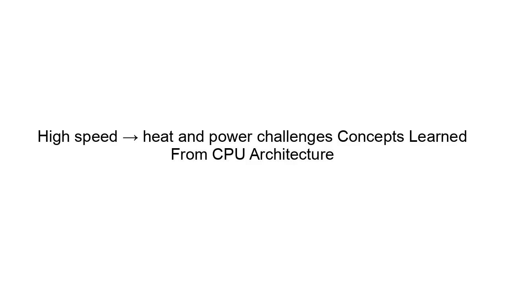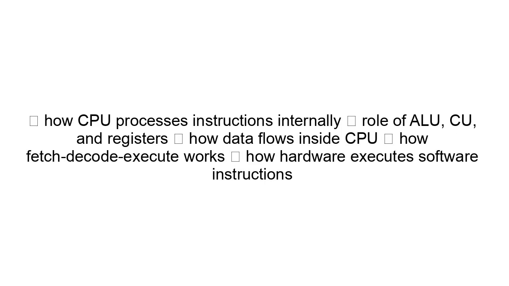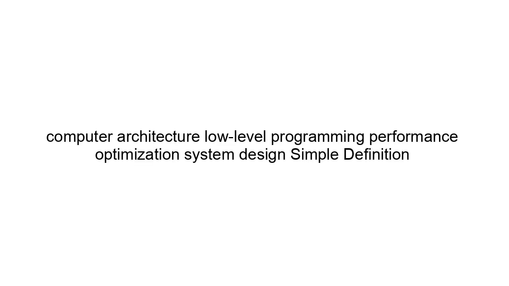Concepts learned from CPU architecture. Check: how the CPU processes instructions internally, the role of ALU, CU, and registers, how data flows inside the CPU, how fetch, decode, execute works, and how hardware executes software instructions. This knowledge is essential for computer architecture, low-level programming, performance optimization, and system design. Simple definition. CPU architecture, ALU, CU, registers.